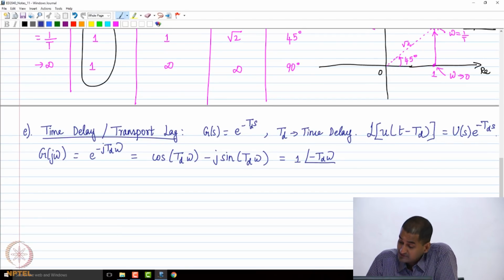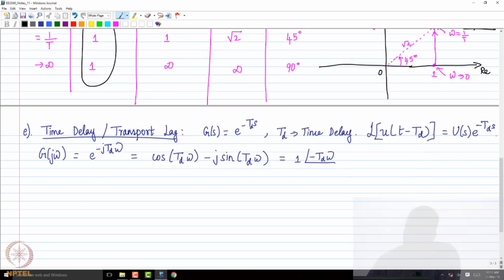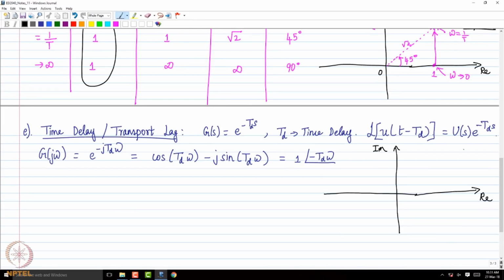So what do you think is going to be the shape of this particular sinusoidal transfer function? If I want to plot the real part and the imaginary part, what do you think is going to be the shape as omega goes from 0 to infinity? I think this should give you the answer. The magnitude is always 1. So what can you say? It's a unit circle, isn't it? The magnitude is always 1, and the phase goes like minus T_D omega.